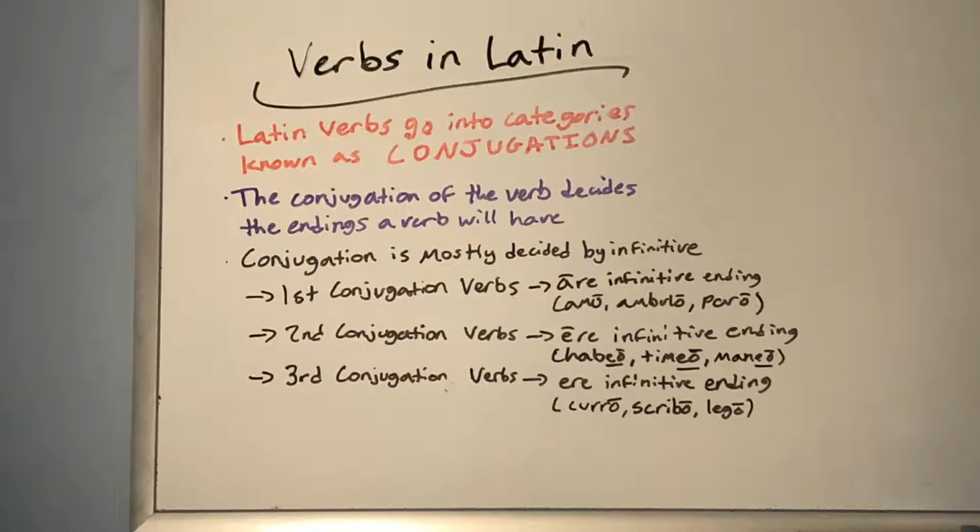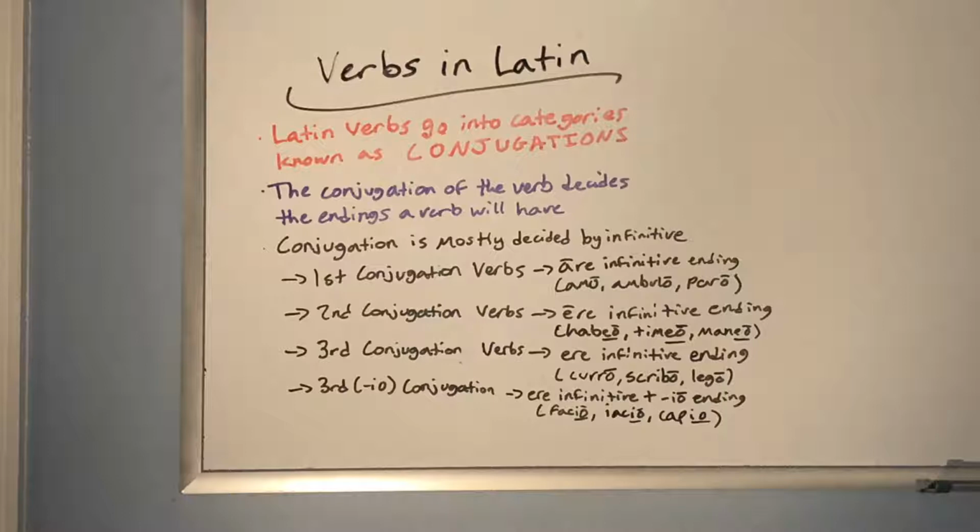Now, within the third conjugation, there is a special class of verbs called the third -io conjugations. These have the short e, -re infinitive ending like normal third conjugation verbs, but their first principal parts end in -io. These are verbs like facio, iacio, and capio.